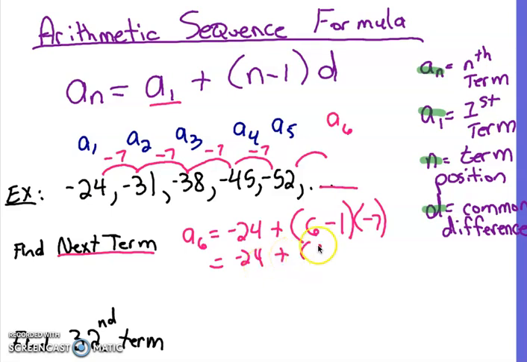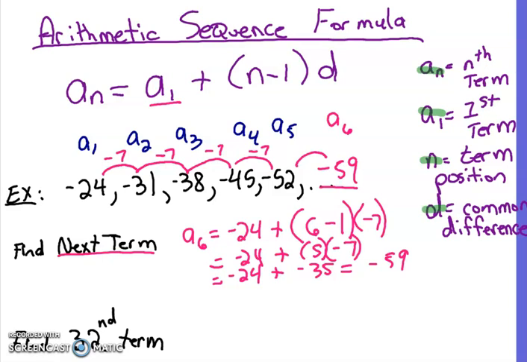So 6 minus 1 is 5. 5 times negative 7 is negative 35. And negative 24 plus negative 35 is negative 59. And again, I could have found that just by literally doing the next number, but I wanted to show you that the formula does work. So again, let's try it on a bigger number.